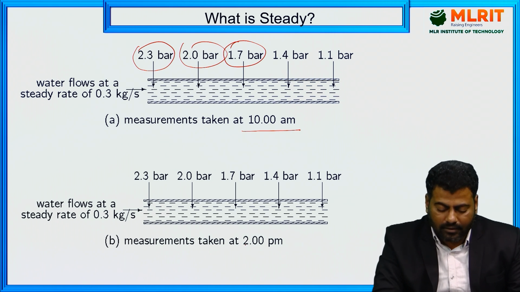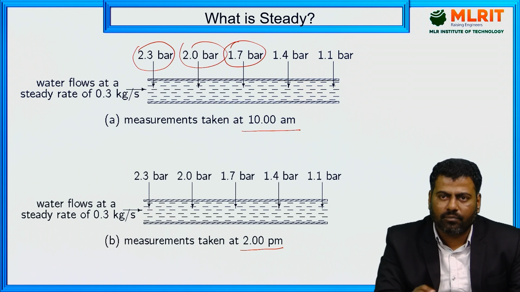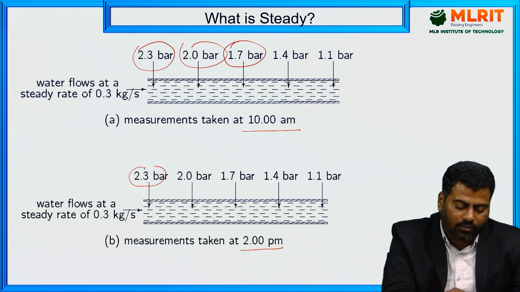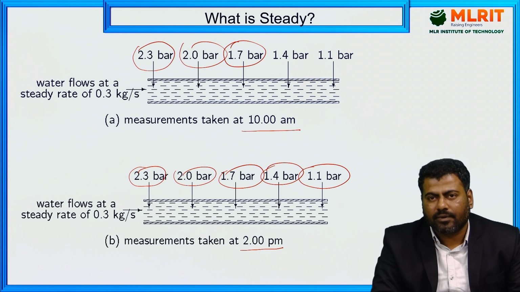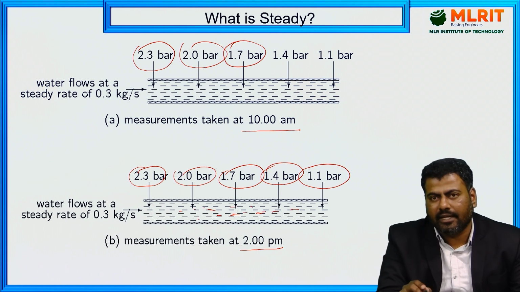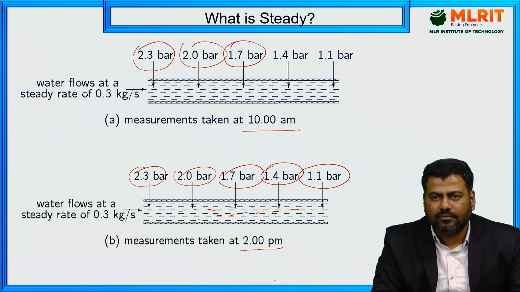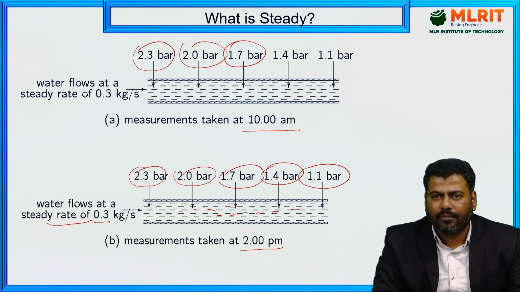After 4 hours, during 2 p.m., if I measure the pressure parameter on the same pipeline at the same points, and it shows more or less the same value, then we can say the process flowing through this pipeline is a steady rate. With respect to time, they have considered a steady rate of 0.3 kilogram per second, right?